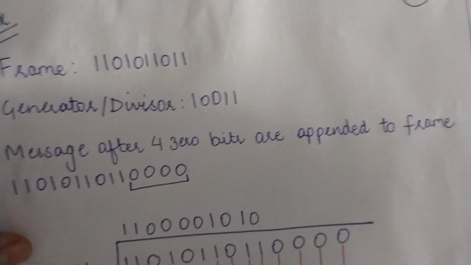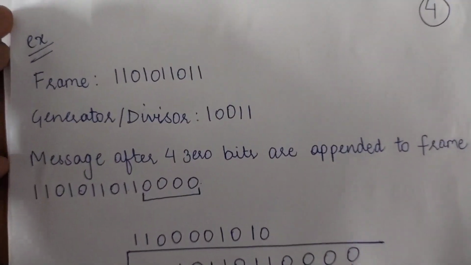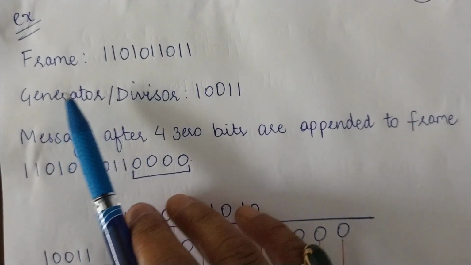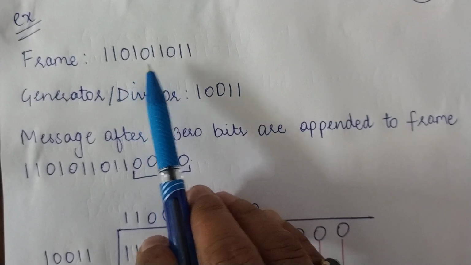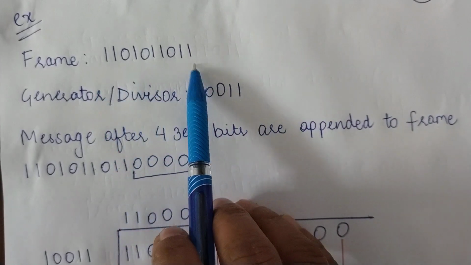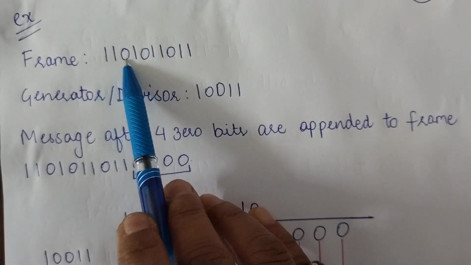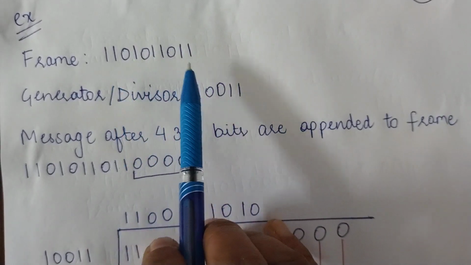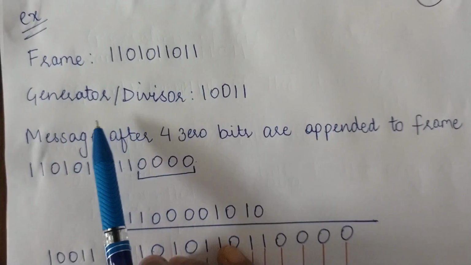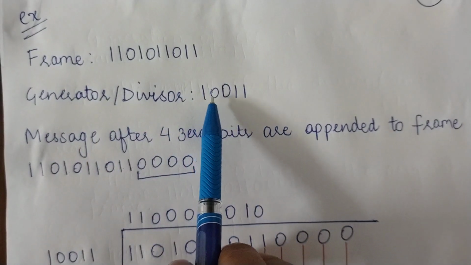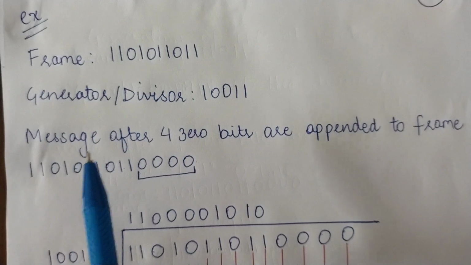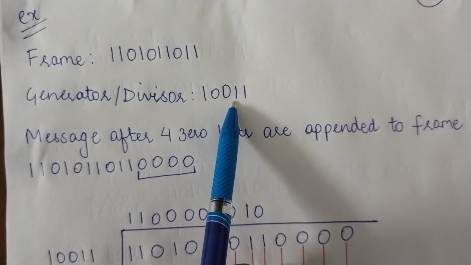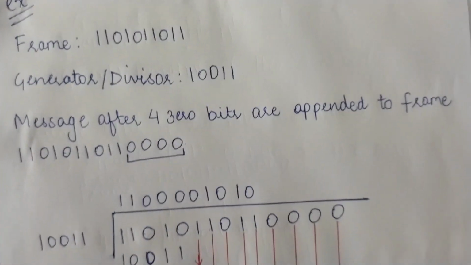So in the question, you'll be provided with a frame and the generator or the divisor, right? So we'll see how the CRC is generated at the sender side. So this is a frame. We have a total of 1, 2, 3, 4, 5, 6, 7, 8, 9, 10 bits in the original frame, and the divisor or the generator has 1, 2, 3, 4, 5 bits. So in the question, you will be provided with the bit strings of the frame and the bit strings of the divisor like this, right?